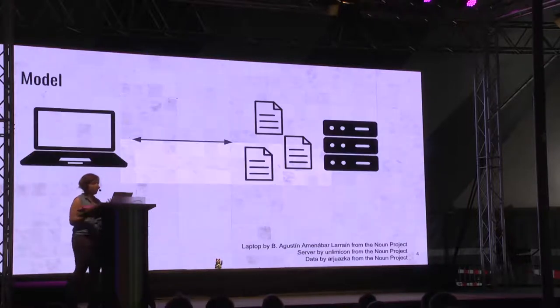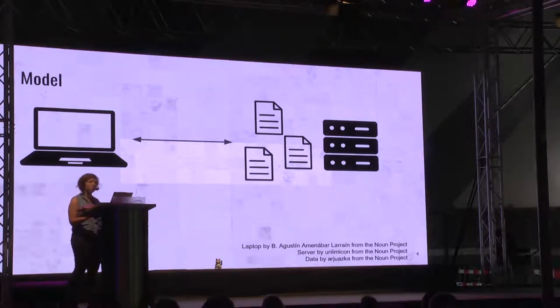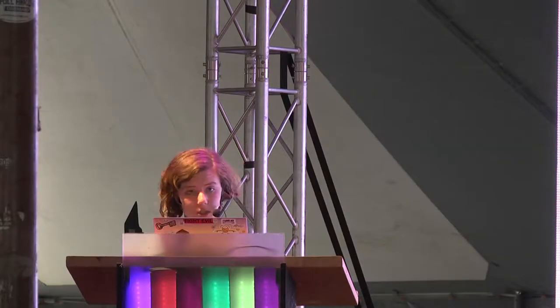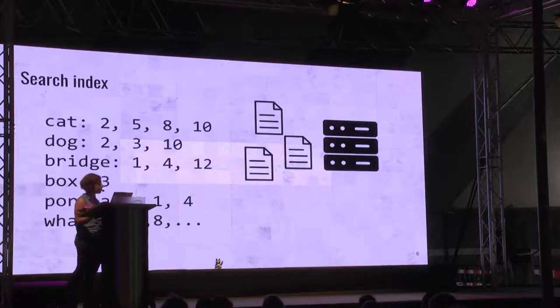This is what a model of the situation would look like. You have on the left side your laptop, which is your own personal data that no one else can access. And then on a server on the right, you've got various documents that they hold on to. You might want to do a query on the data, such as which documents contain a keyword, such as bridge. And it will return to you the IDs of the documents that contain that keyword.